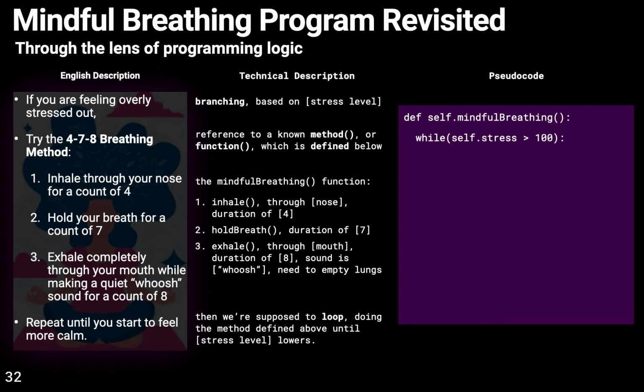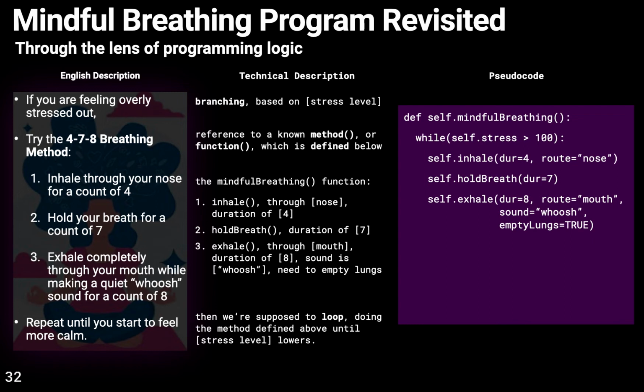And which steps are those? Well, we're going to call my inhale function. And remember, we've got a couple of specifications. The duration is 4 and the route is nose. That's me calling my inherent inhale method, but I'm also giving it some specifications, right? Next, we do the hold breath call. We do the hold breath action for a duration of 7. And then we call the exhale action for a duration of 8. The route is mouth. The sound should be whoosh. And the lungs, we need to empty the lungs. So we toggle that to true.